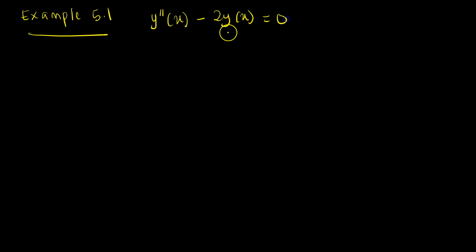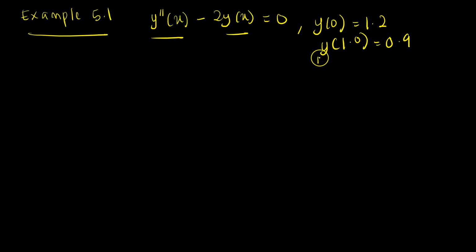So here I go to the example in your module, example 5.1. I repeat this example taught by Miss Fatiha, because this is a simple example so that you can get the idea. Use the shooting method to approximate the solution of the boundary value problem given to us: y''(x) - 2y(x) = 0. This is the function, class. Our y(0) equal to 1.2, y(1.0) equal to 0.9, and we have h equal to 0.25.